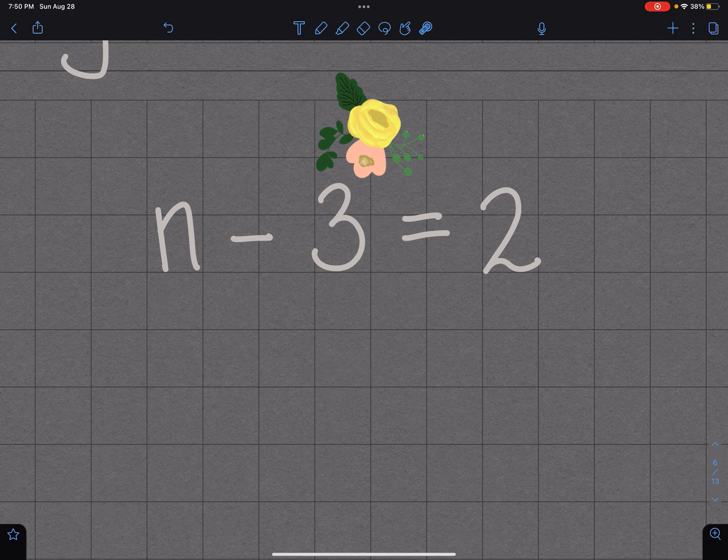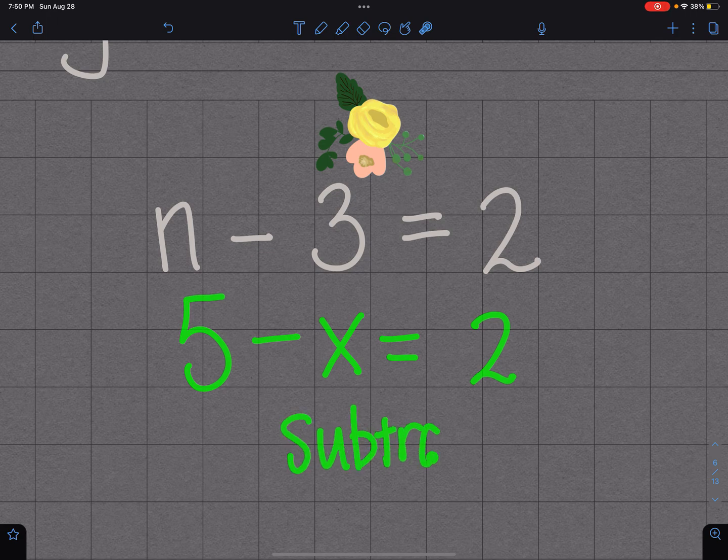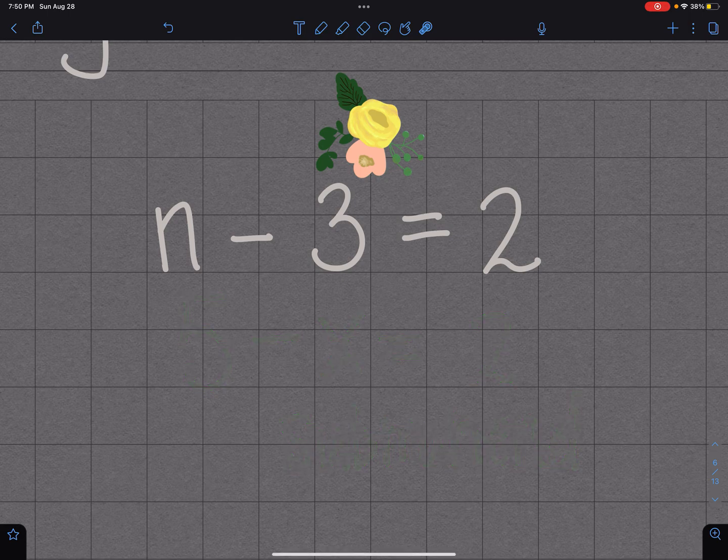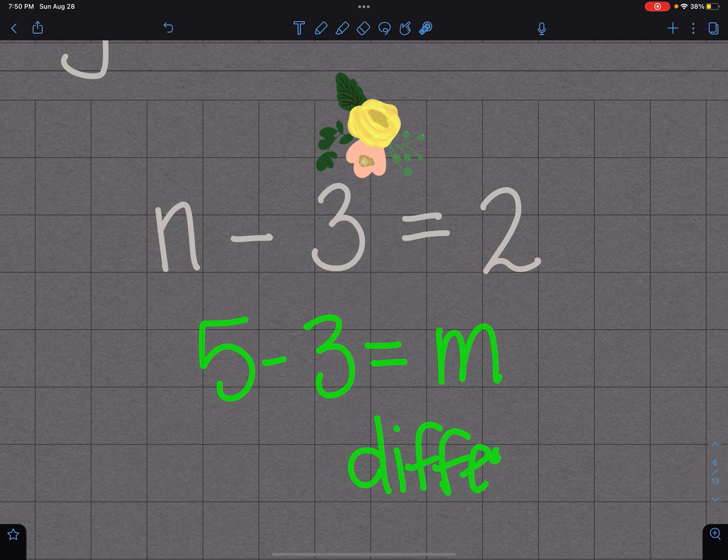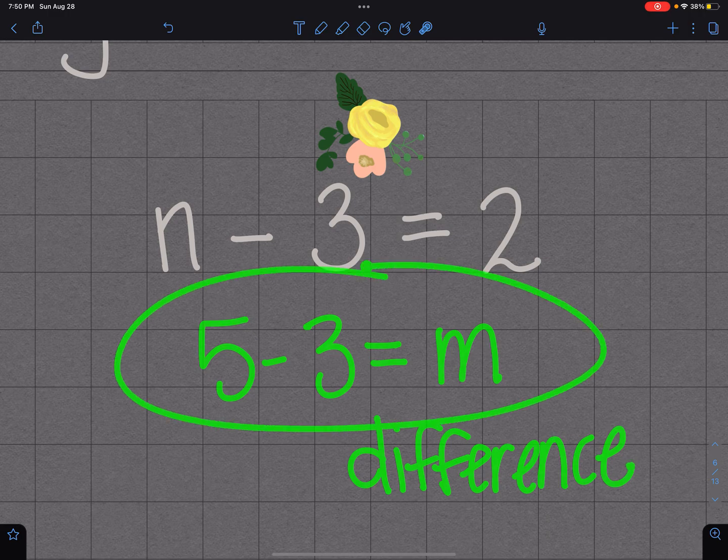Now you could know that number, and you could have something like this, 5 minus x equals 2. This is a missing subtrahend, where the x is missing. Okay, so it could be that. You could also have 5 minus 3 is equal to m, and in this situation, you have the missing difference. Remember why I became a math teacher? I just want to make a difference. Of course I want to make a difference because I want to find the answer to this subtraction problem.